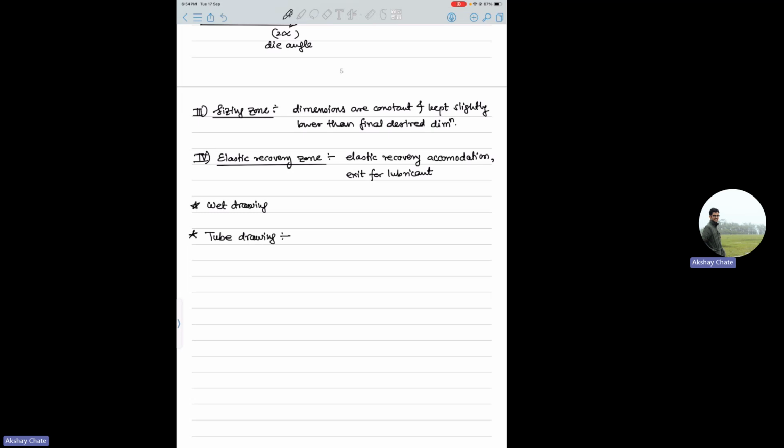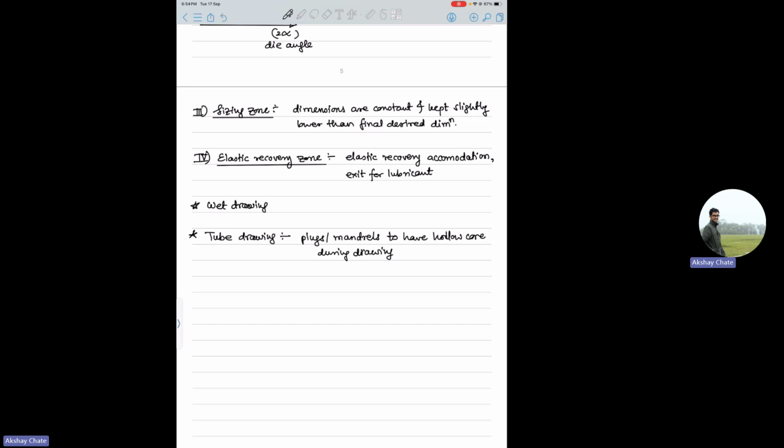So in tube drawing, basically you are drawing a tube, not the wire. And you basically use plugs or mandrels to have a hollow core during drawing. So the principle is the same. It's just that you introduce one plug or mandrel, so that when you extrude or draw the material out of that die, there will be a hollow core.